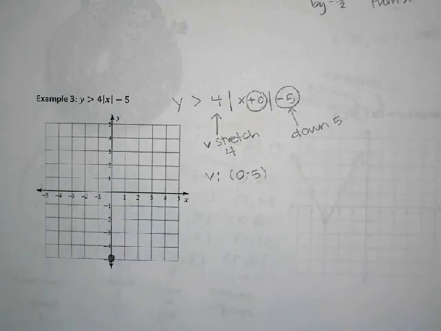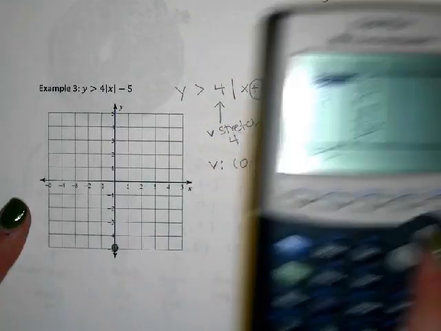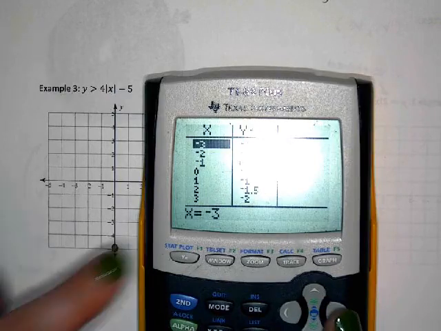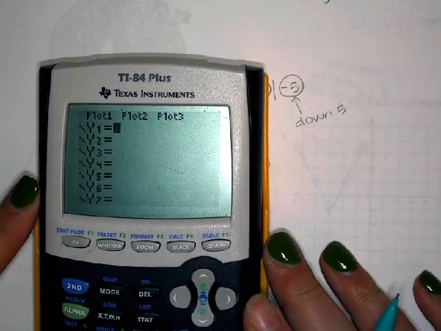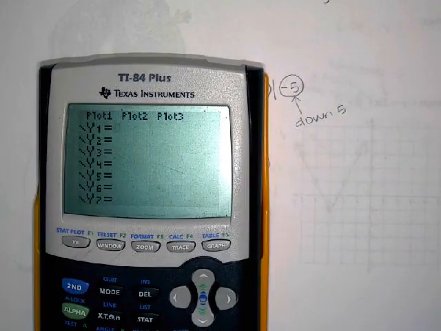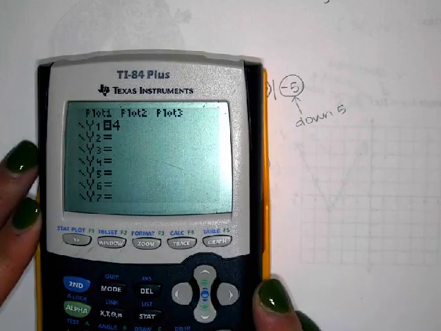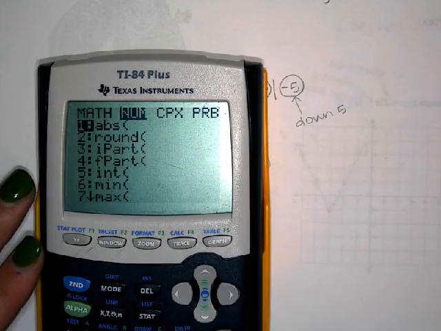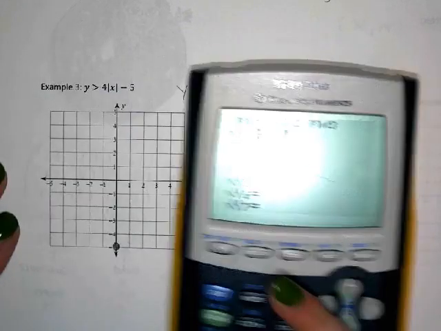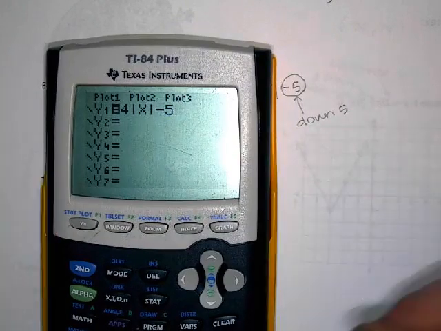So we're going to go to the y equals. We're going to press clear. And we're not going to have the calculator do the inequality for us, but we are going to have the calculator help us find the points. So I'm going to type the 4. How do I get the absolute value? Math. Go over to number and press enter. Okay. 4 times x minus 5. So that's what we're graphing. Okay, it looks like that.